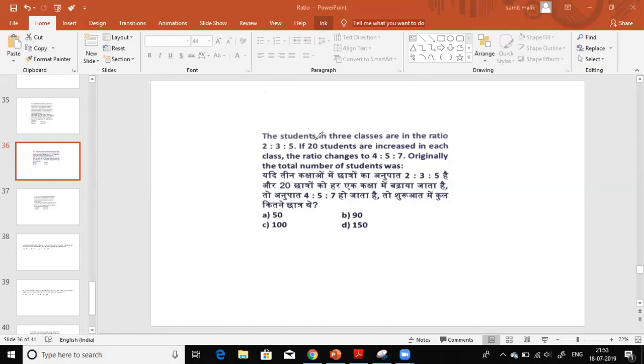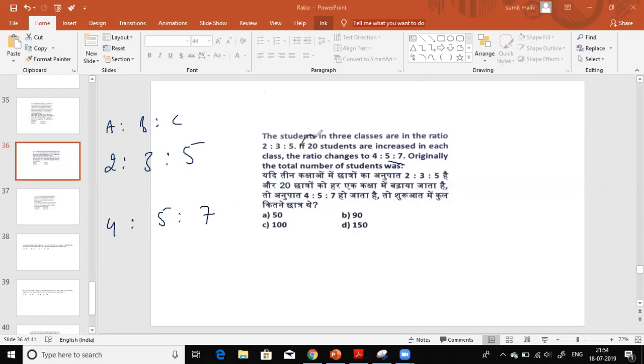The students are in three classes. Let A, B, C be the three classes. And the students are in the ratio 2, 3, 5. And what is the final ratio? 4, 5, 7.